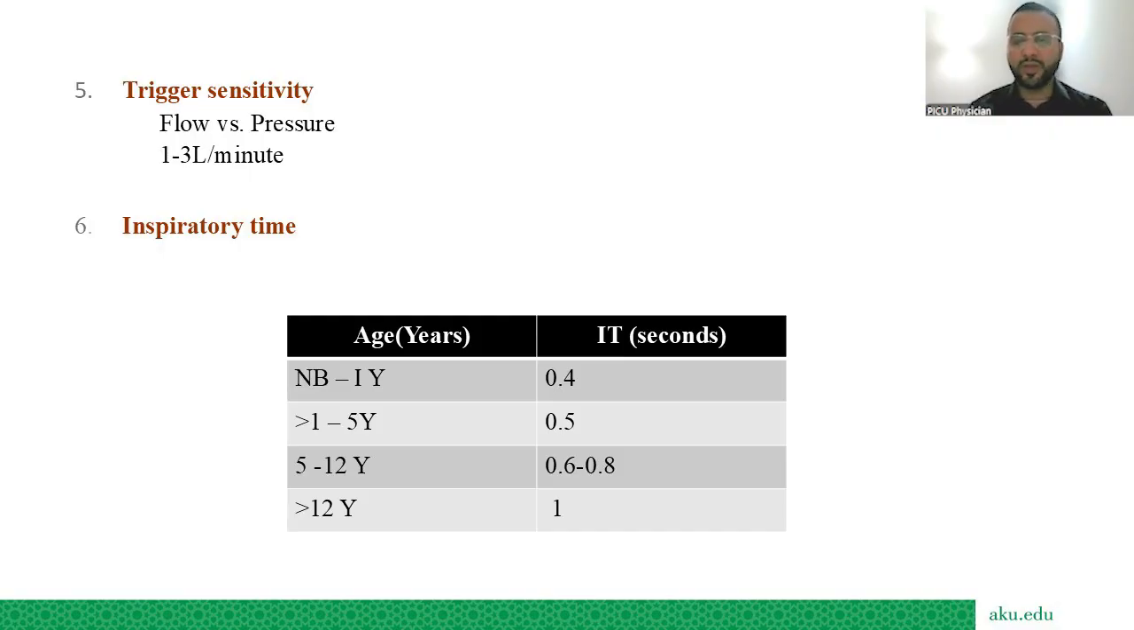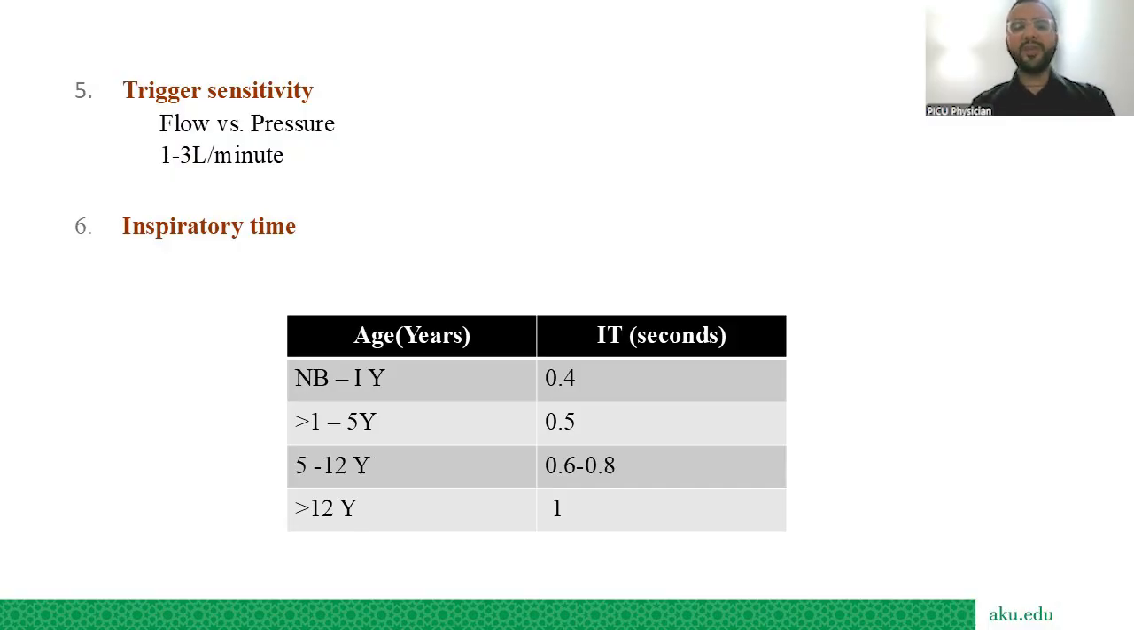Trigger sensitivity. Trigger sensitivity is a function that we have to set on the machine. Trigger is basically a target again that we set on the machine, and this target is for the patient. The trigger can be either flow trigger or pressure trigger. So for example, if we keep it as flow trigger.